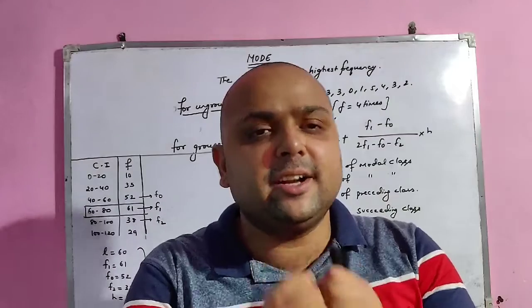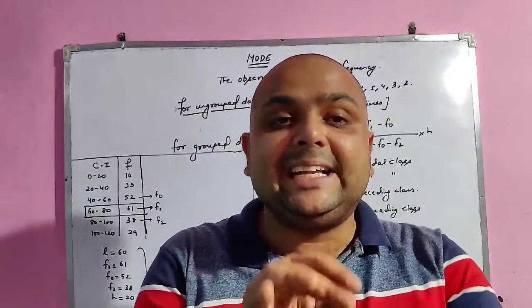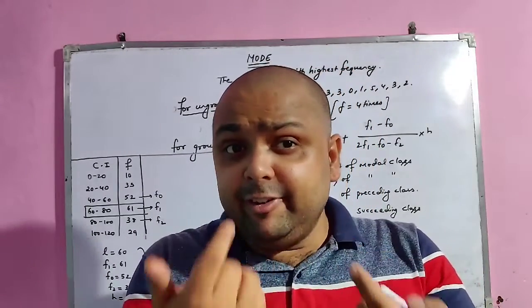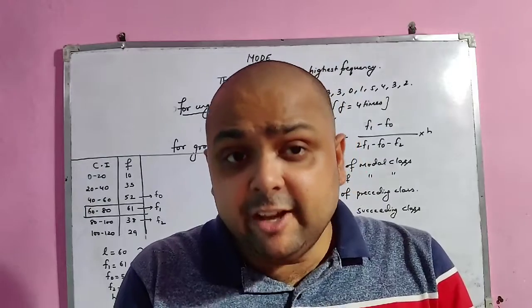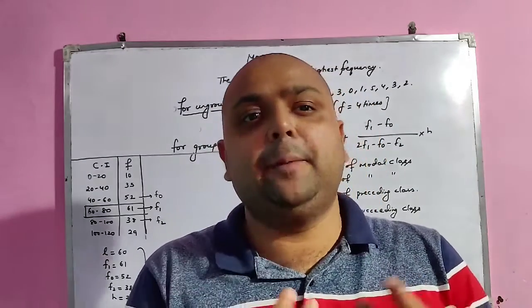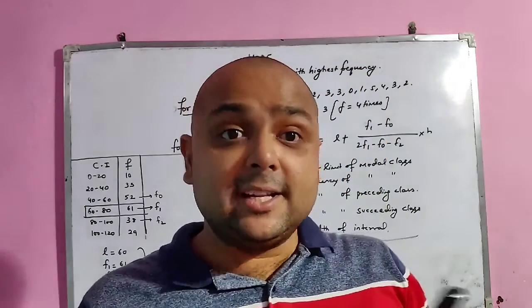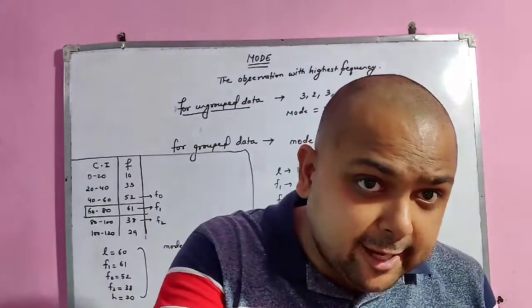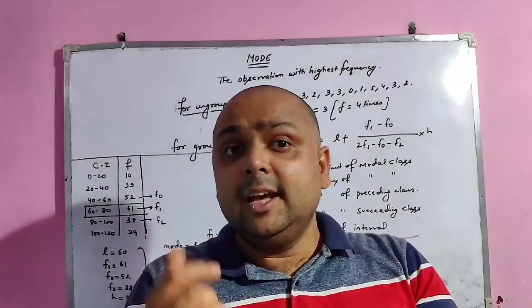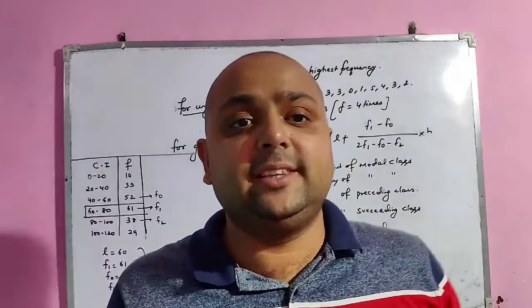I hope everyone understands the concept of mean. There are 3 methods to calculate mean: direct method, assumed mean method, step deviation method. Then we discussed median, in which we calculated CF first, the cumulative frequency, and then applied the formula. In mode, we directly apply the formula by first identifying the highest frequency, which is 61 in this question, called F1, then the preceding F0, then the succeeding F2. Then substituting the values, we get the required answer.